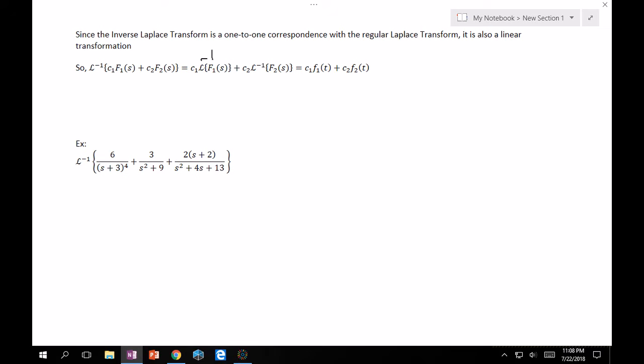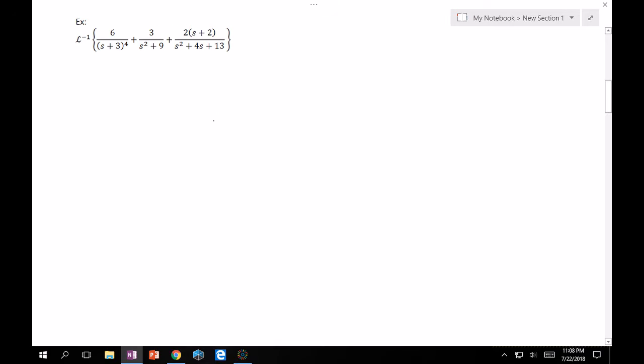Great, so now let's try to see this in action, right? So we have this problem here. 6 over (s plus 3) to the 4 plus 3 over s squared plus 9 plus 2 times (s plus 2) over s squared plus 4s plus 13.